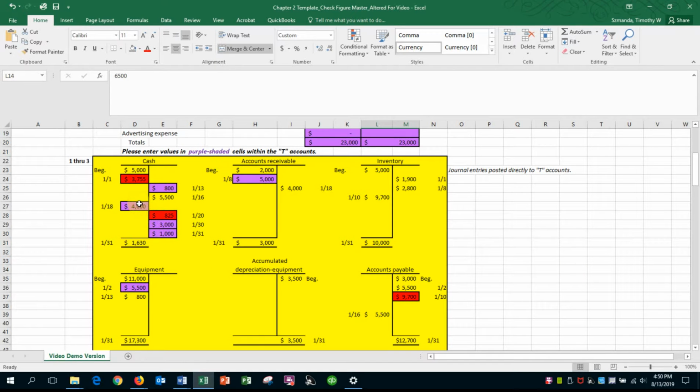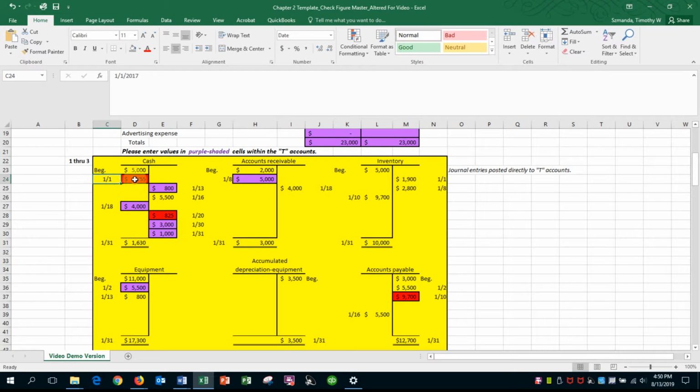So if we look at a few of the journal entries then for problem number 2, I'll just go through a few of these to demonstrate how this template works, because chapter 2 is just a review of the accounting process. So on January 1st, we sold merchandise for $3,500. The cost of the merchandise was $2,000, and the company uses the perpetual inventory system, which will be the primary system we'll use in this course.